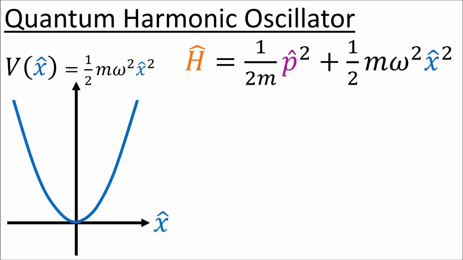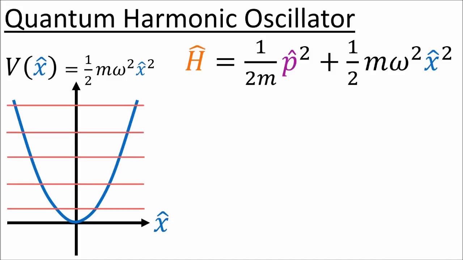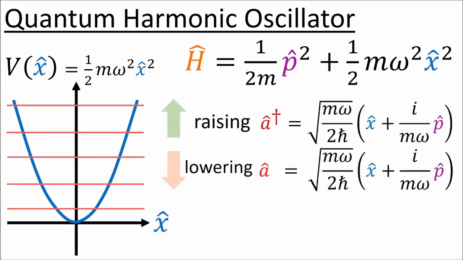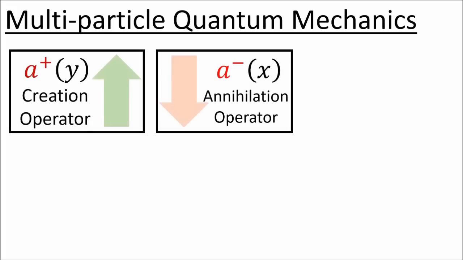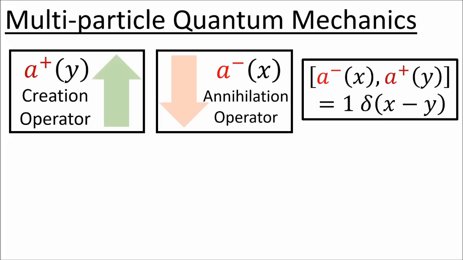If you've ever studied the quantum harmonic oscillator, you'll know that one way to solve for the energy levels is to use the so-called raising and lowering operators, also called ladder operators. These can be used to travel between the various quantized energy states of the oscillator. Also, the commutator of the raising and lowering operators equals 1. When we upgrade to multi-particle quantum mechanics, we get similar operators that allow us to create particles and destroy or annihilate particles, and they obey a similar commutation relation.